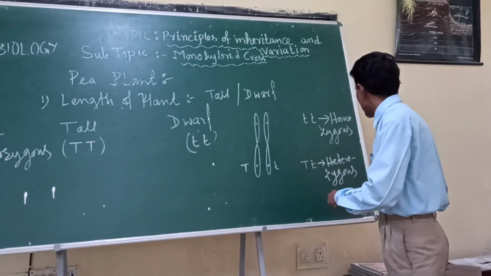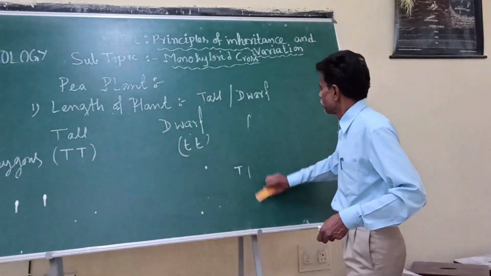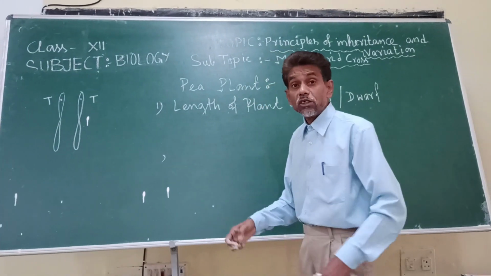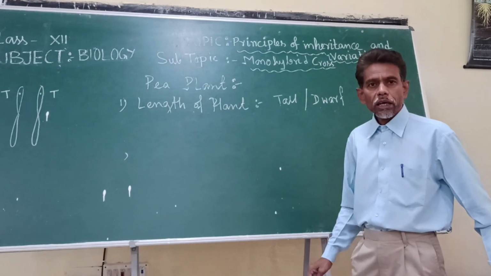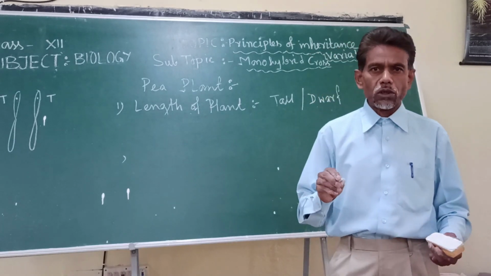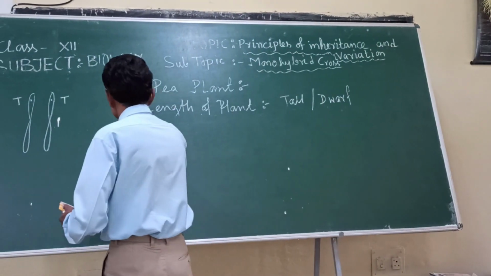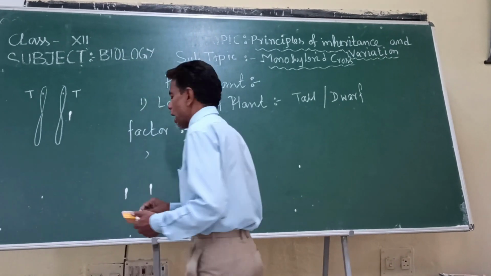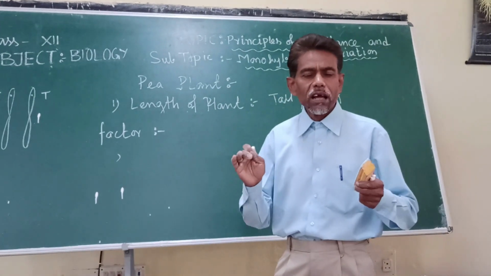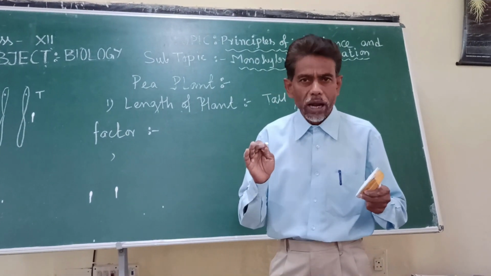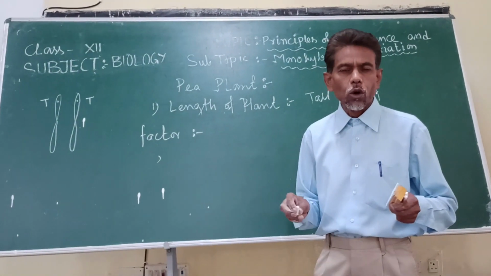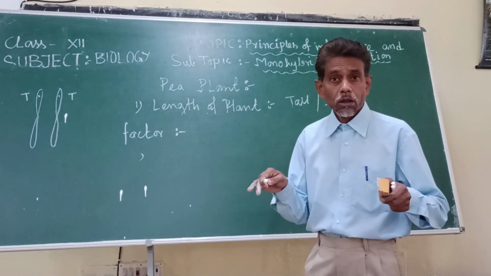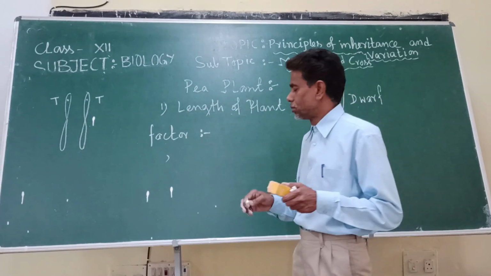Now what Mendel did is, during his time, the concept of gene was not there. So he used a terminology that is factor. As per his version, each and every character is governed by a pair of factors. This factor today we call gene, otherwise called allelic gene, present in homologous chromosomes at the same locus.